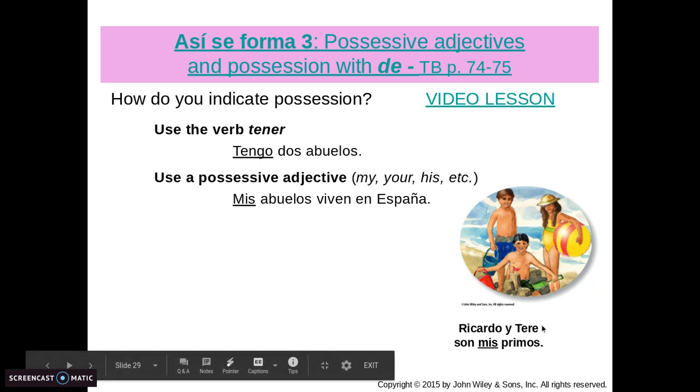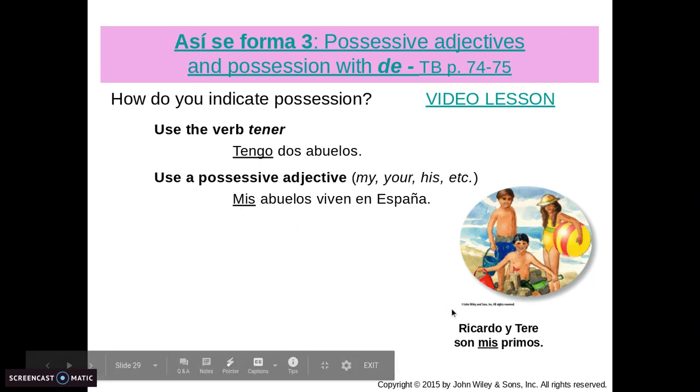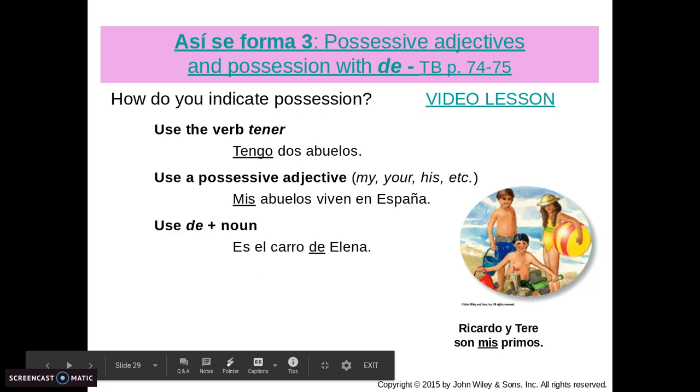When we look over here at this example, Ricardo y Tere son mis primos. Ricardo and Tere are my cousins. Notice that it has to agree by number. Mi, if it's my one thing, mi abuelo, or mis, if it's plural. Okay, we'll talk about that again in a moment.